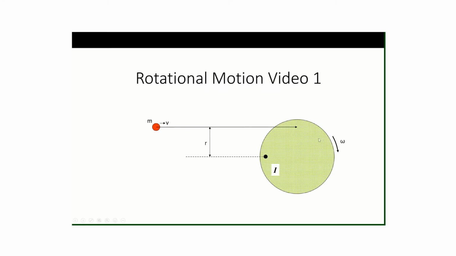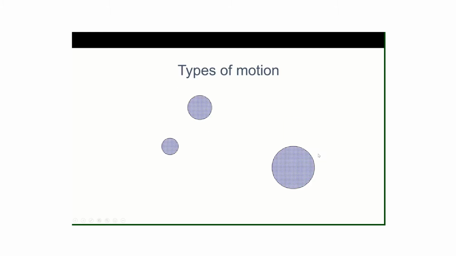This video is about rotational motion. If we imagine a child running onto a merry-go-round, when the merry-go-round turns, it is rotating about its centre of mass. And that's an example of rotation.